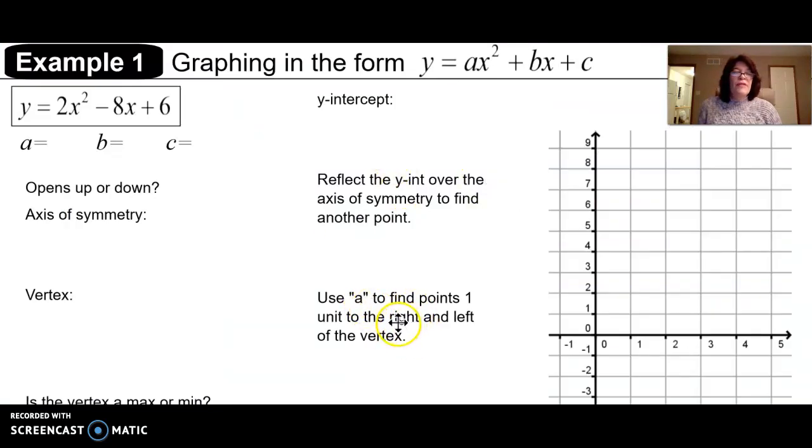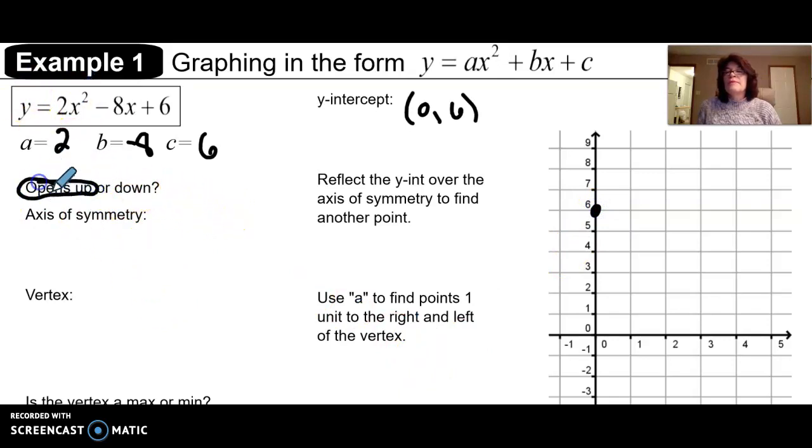We're going to graph this quadratic. It's given to us in standard form. A equals 2, B equals -8, C equals 6. I know the y-intercept is 0, 6. I might even graph that. 1, 2, 3, 4, 5, 6. Okay. Does it open up or down? Well, 2 is positive, so it opens up.